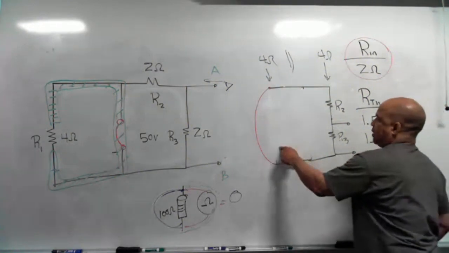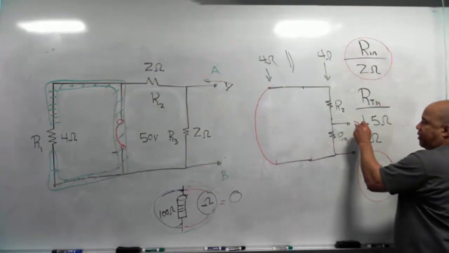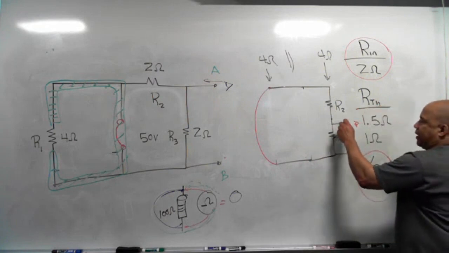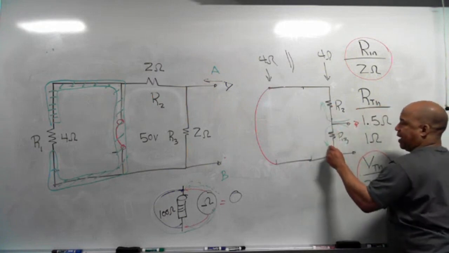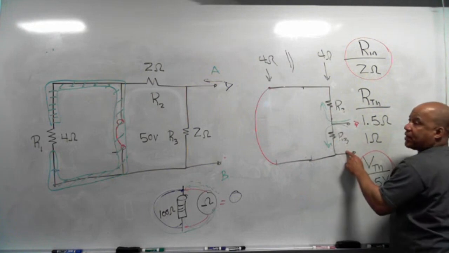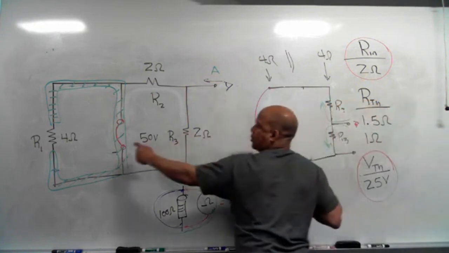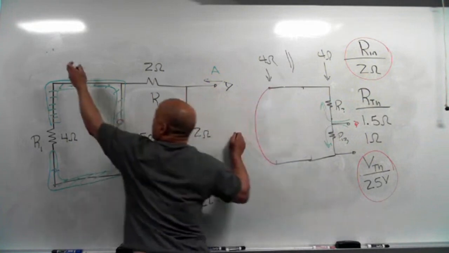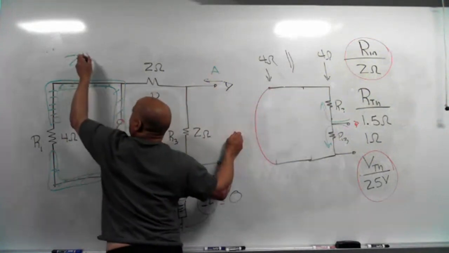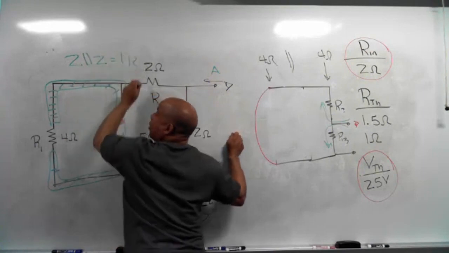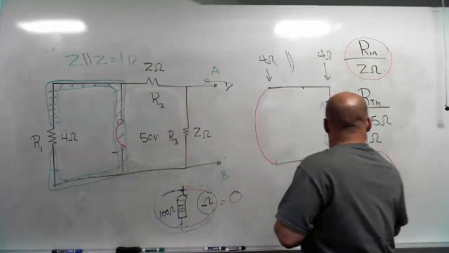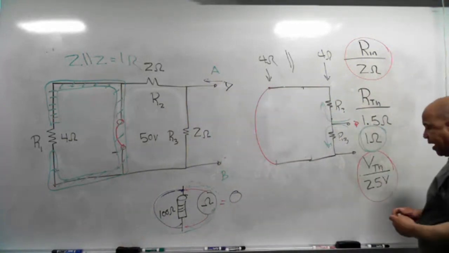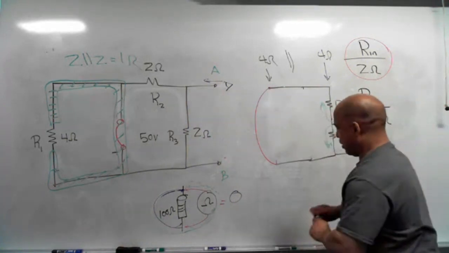I short that out, and this is the circuit. You see, you're looking in this way. If you're looking in that way, you see current can come in that way, and current can come in that way. That means these two have to be in parallel. So looking in that way, you don't see R4, you see R2 and R3 in parallel. You take 2 ohms in parallel with 2 ohms, you get 1 ohm. So RTH is 1 ohm.